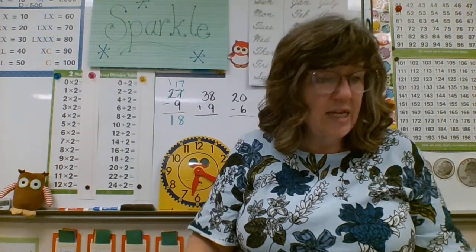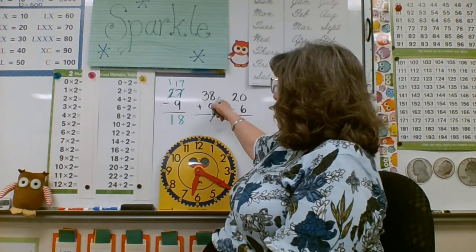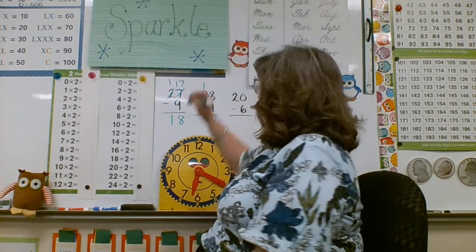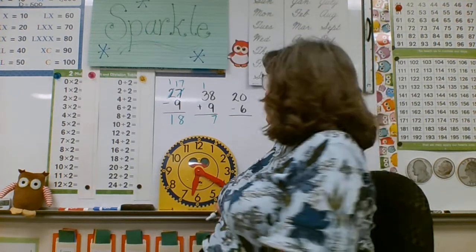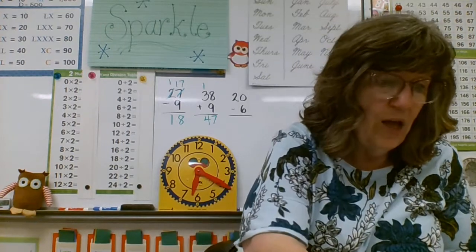Good job. Next person is Layla. Okay, Layla, we're adding this time. What's 8 plus 9? 8 plus 9 is 17. Carry it, put down a 7, carry a 1. 1 plus 3, Layla, is, she knew that answer. It is 4. The answer is 47. Nice work.